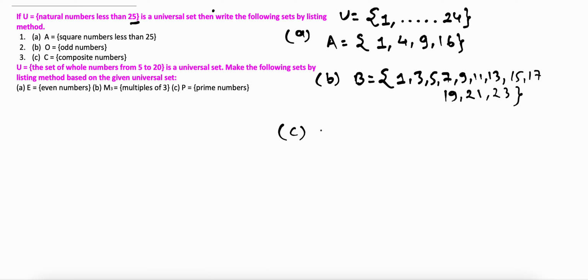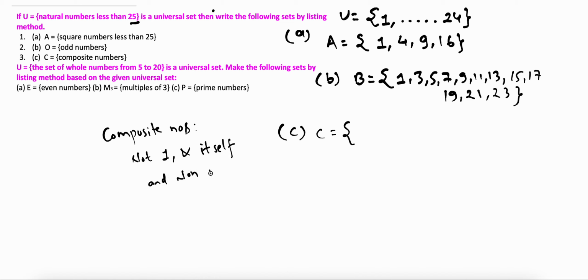And C equals composite numbers. Composite number means not one and itself, and not prime numbers. Okay, not one and itself and not prime numbers.